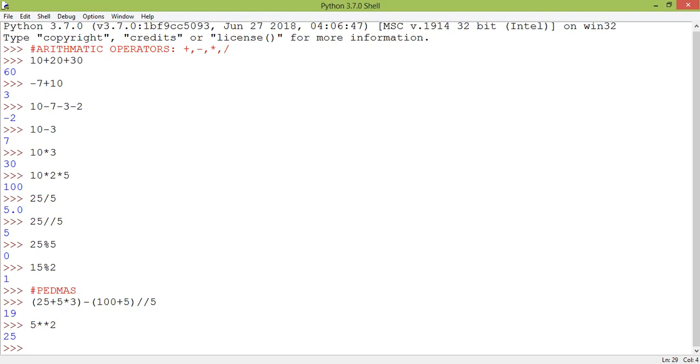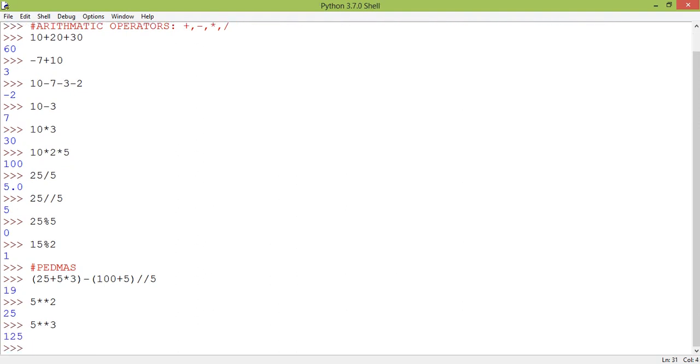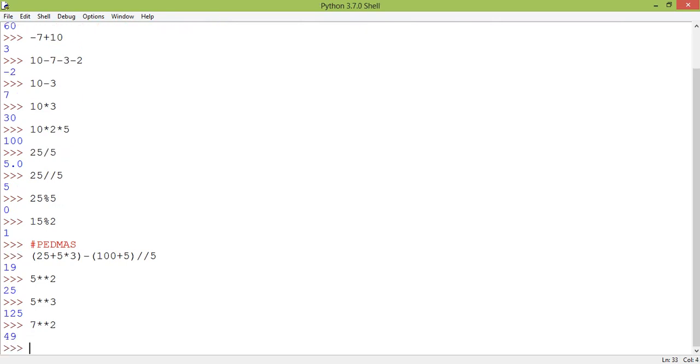So basically we have calculated the square of 5. What if I want the cube of 5? I'll simply write 5 double star 3. I'll get 125. We will take another example. Suppose if I want the square of 7, I'll simply write 7 double star 2. I'll get 49.